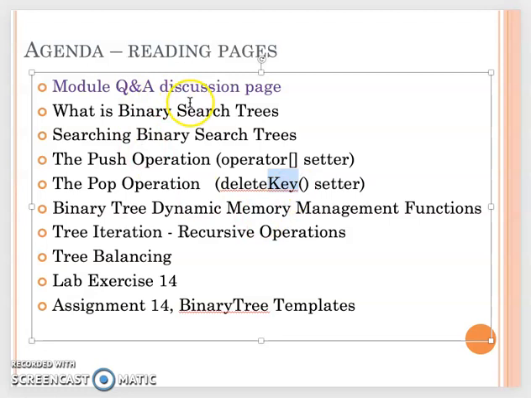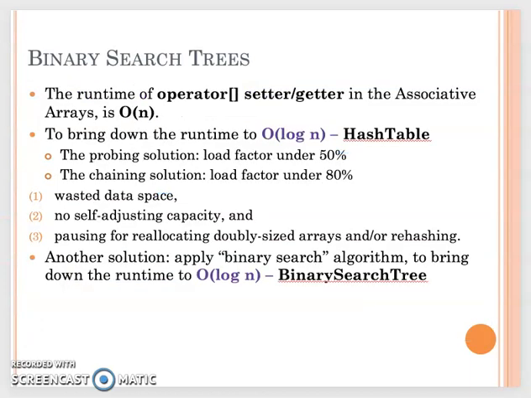To complete the binary search tree, we will do a couple of recursive operations. Then we'll see how we do the tree iteration using a recursion function. At the end, we will talk about tree balance. Of course, we will work on lab exercise 14 and the homework assignment. The first thing, let's talk about what a binary search tree is and why we need that.